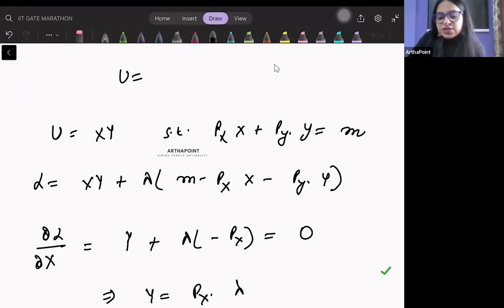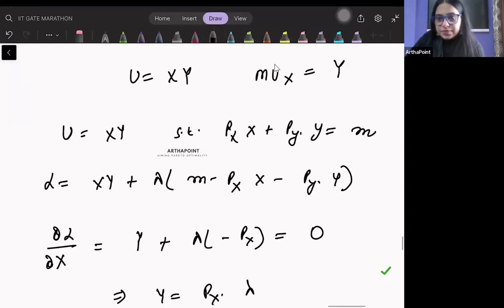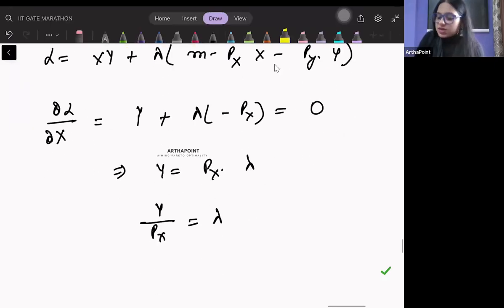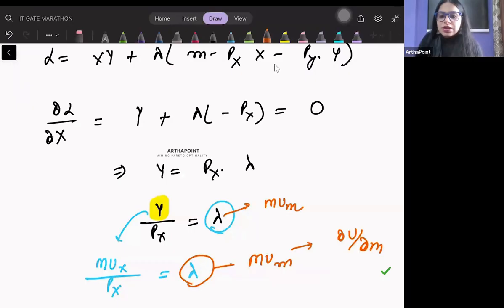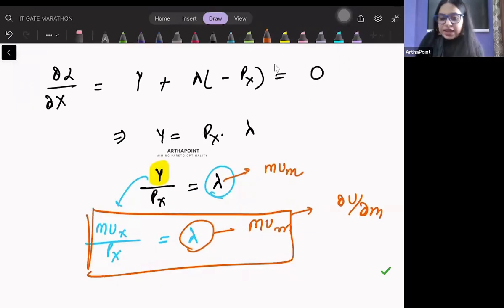Now look, the utility function was XY. So what is MUX, the marginal utility of X? If I differentiate this with respect to X, I will get Y. So now what I can say is that this Y is nothing but MUX. This is PX. This is lambda. And I just told you that this lambda is nothing but the marginal utility of money. This tells me how my utility changes as income changes. So from here also this rule comes, that MUX by PX should be equal to MUM. This is what it is saying.